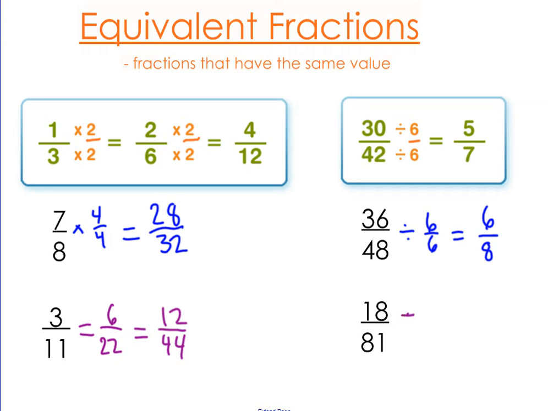18/81, I think I'm going to divide by the 1 fraction 9/9. So 18 divided by 9 is 2, and 81 divided by 9 is 9. So 18/81 is equivalent to 2/9.